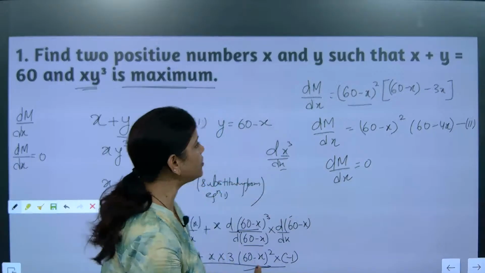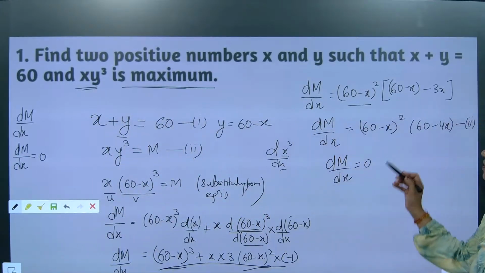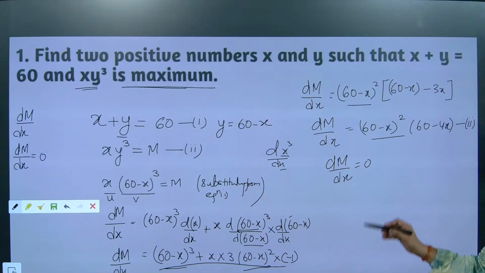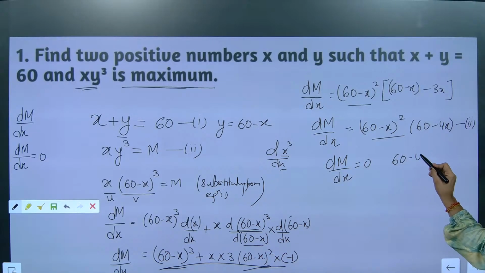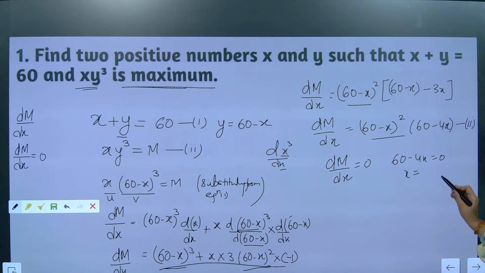Now, after this, beta, what are you going to do? dm by dx is equal to 0. This is giving you the critical point. We are not going to consider this. So here 60 minus 4x equal to 0. What is the value of x coming, beta? 60 divided by 4, so 15. That's it, the x value came. Then the y value will be 60 minus 15.